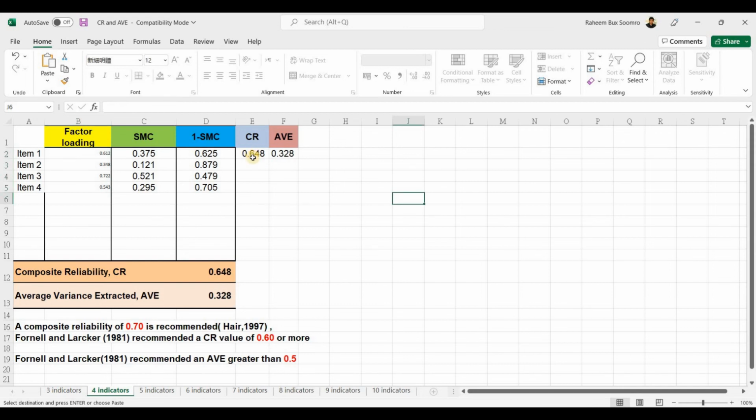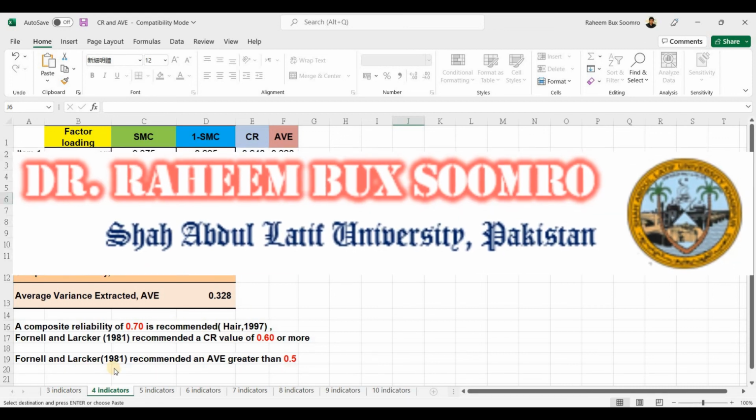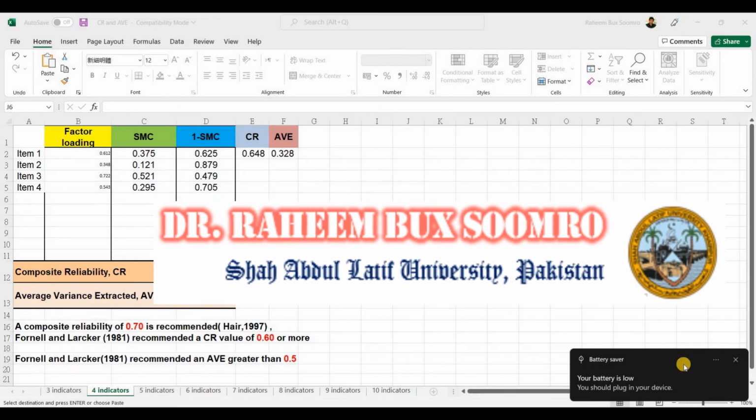Now here CR is 0.64, somewhat lower than 0.7, and AVE is much lower than 0.5. Composite reliability of 0.7 is recommended. It's somewhat lesser than the recommended value. And then another is the Fornell-Larcker criterion, which says 0.6 or more. So according to this Fornell-Larcker criterion, the CR value is good.